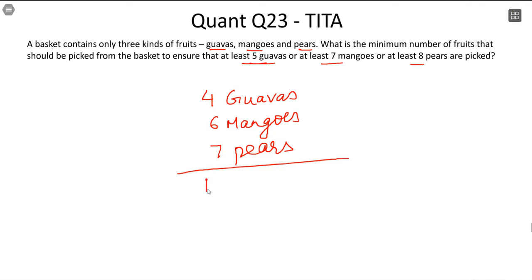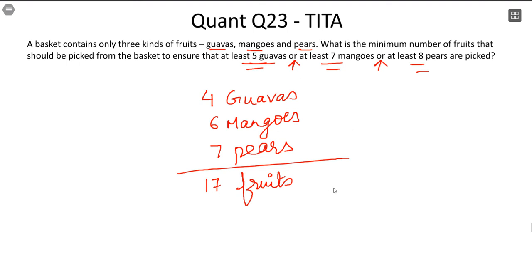You have 17 fruits with you already. You have 17 fruits with you already, yet your objective has not been met. Remember, you don't have to ensure all 3. You simply have to ensure one of the 3. You have 17 fruits with you, yet your objective is not met.